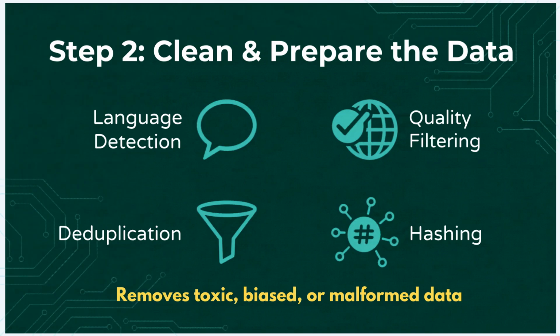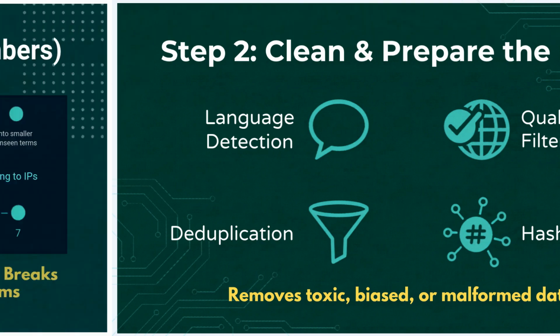In this step, the focus is on cleaning and preparing the data. Raw data is messy. It contains duplicates, broken text, spam, and sometimes even harmful content. So teams build automated pipelines to clean it up, removing low quality content, fixing formatting, detecting languages, and filtering out inappropriate material. This step matters because the model learns from what it sees. Clean data equals a cleaner, safer, and more accurate model.